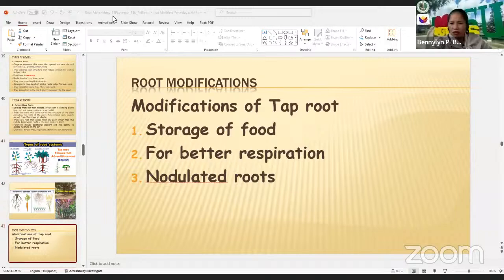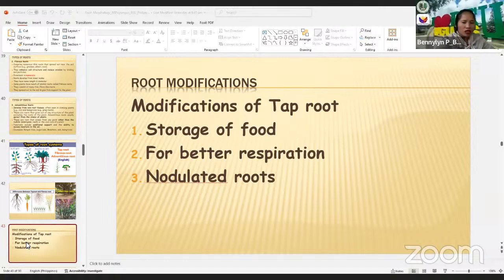Okay, so in terms of the modification of the root, we have to discuss it one by one: the modifications of taproot and the modifications of the adventitious roots. So for the modification of taproot, we have first the storage of food, then better respiration, and nodulated roots.